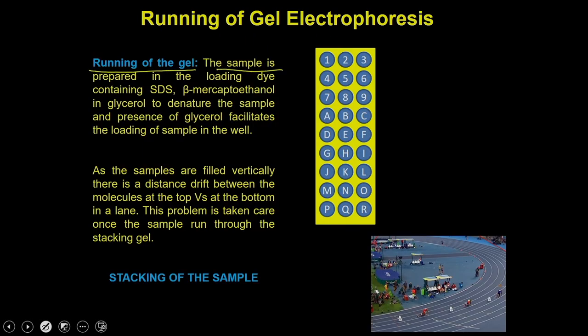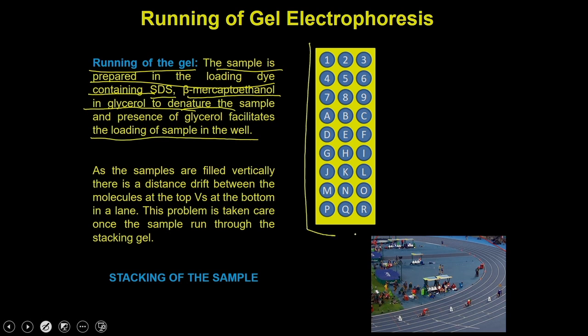The sample is prepared in the loading dye, which contains the SDS, which is the denaturing agent, and beta mercaptoethanol, which is going to break the disulfide linkages, and all of these are present in glycerol, because the glycerol is required to provide density to the sample so that it facilitates the loading of the sample in the well. Now, you can imagine that this is a typical well where you have loaded different types of samples.